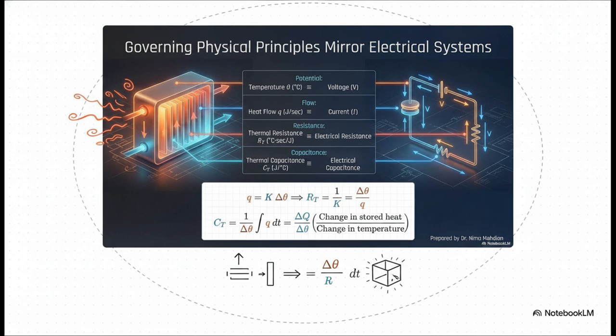And just as a resistor restricts electrical current, thermal resistance restricts heat flow. This is given by the equation where thermal resistance, RT, equals 1 over K, which is simply the change in temperature, divided by heat flow, Q. Now look closely at that bottom equation for thermal capacitance, CT. It's the integral of heat flow over time divided by the change in temperature. Basically, it represents the system's ability to store heat energy, much like an electrical capacitor stores charge.